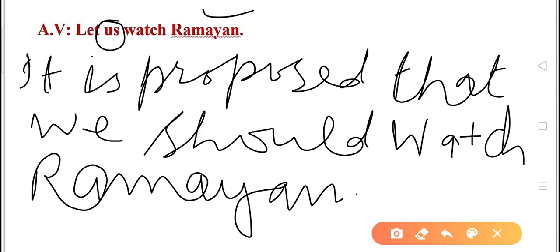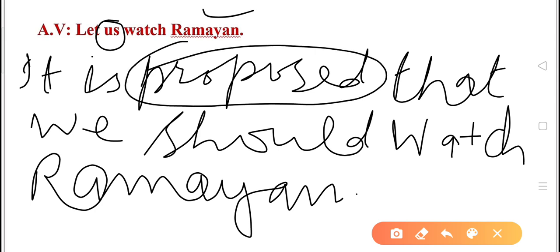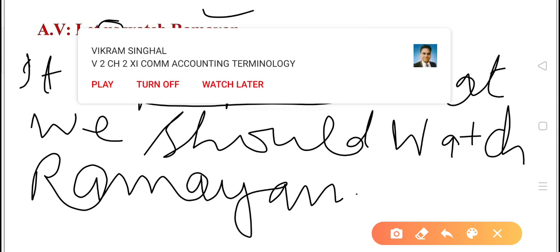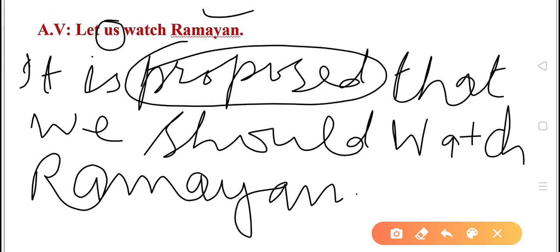By the way, in English we write down Ramayana also, but why just distort the word when it gives clear meaning and clear sense over here. So let us watch Ramayana. In passive it becomes it is proposed. In place of proposed you can use suggested, as I told you in the beginning of this category. It is proposed or it is suggested that we should watch Ramayana. So this is how, students, we can change active voice into passive voice.